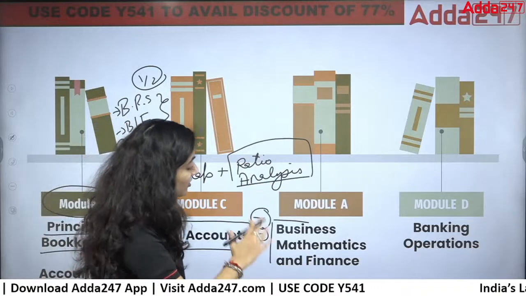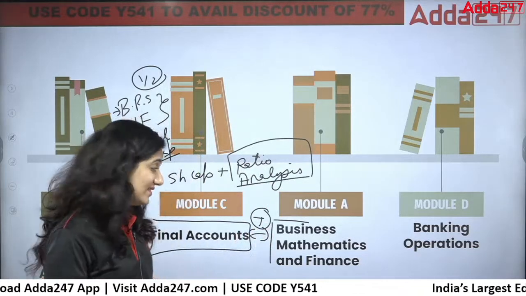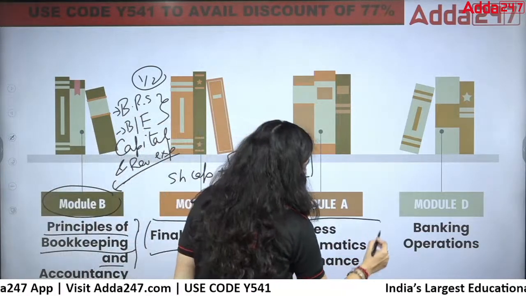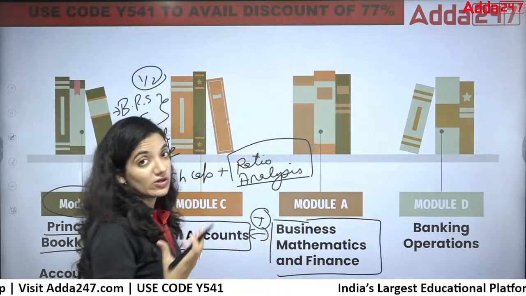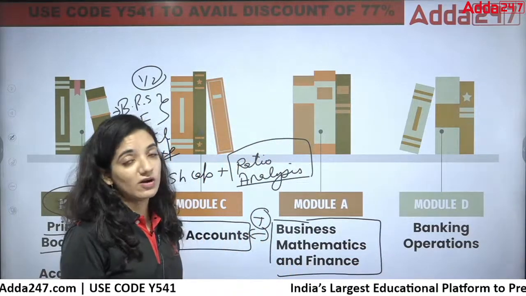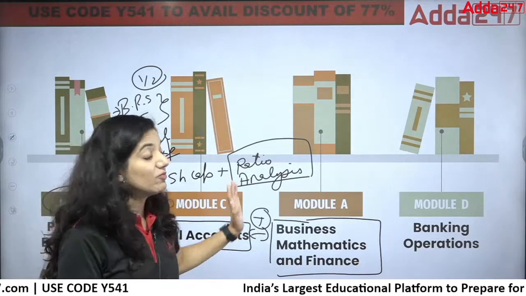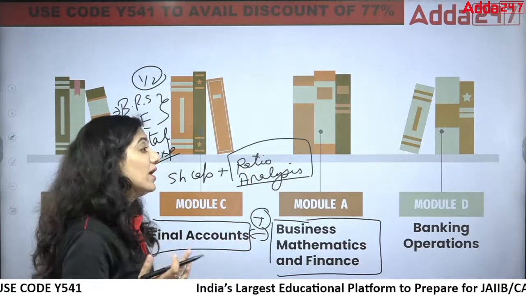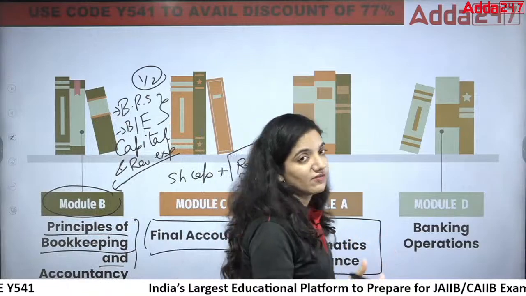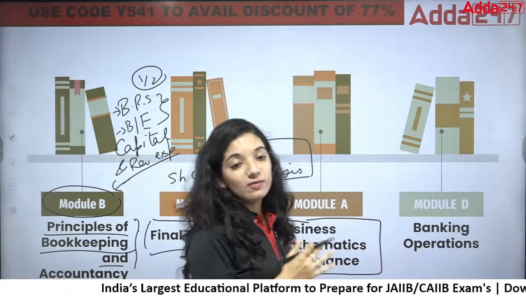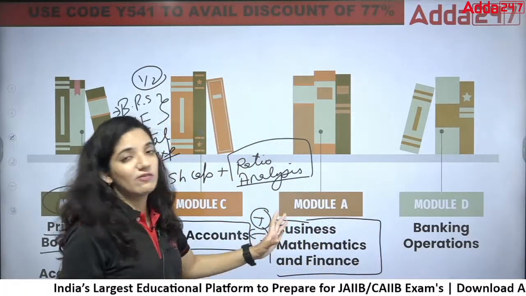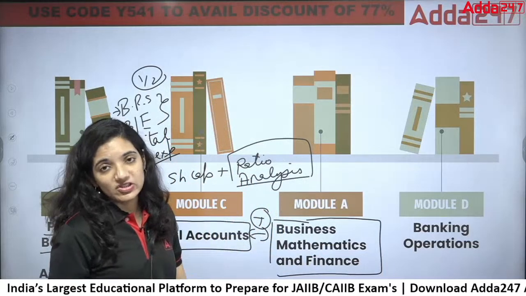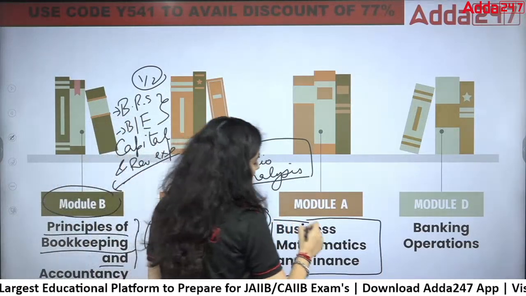Then when we talk about the business of mathematics and finance, this particular module A carries normally the 2 marker questions. That means there would be around 15 2 marker questions. So then when we talk about the module A, it plays a very important role. A big chunk of 2 marker questions is definitely from the module A, but it doesn't happen like that. That module A will not have questions in the other areas as well. But the major chunk is definitely from this area.